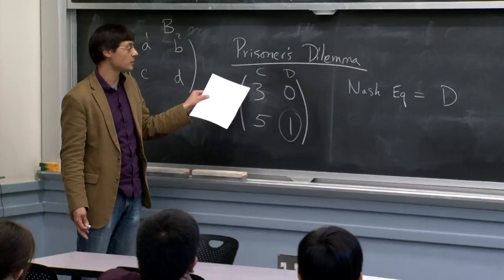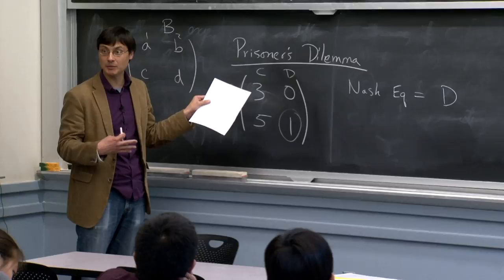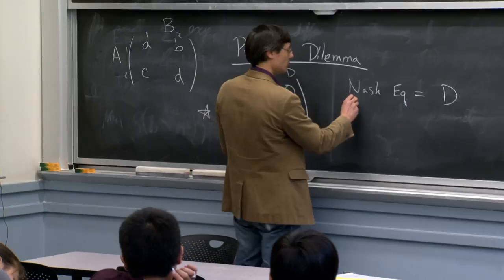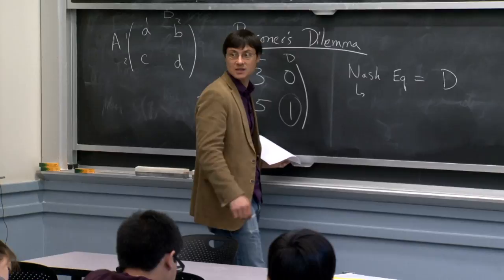But the problem is that that's not evolutionarily stable, or in the context of game theory, that is cheatable in some ways. So the reason that this is a Nash equilibrium is that, if you recall, a Nash equilibrium means that if everyone's playing that strategy, then nobody has the incentive to change strategy.